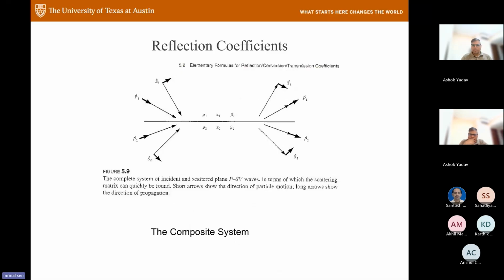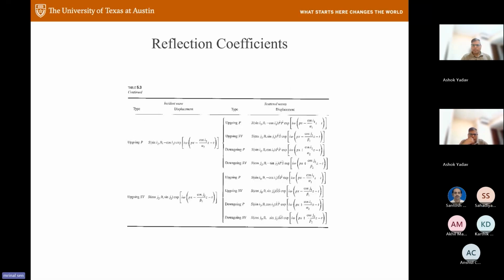So we have these elementary formulas for reflection and transmission coefficients. Again, I don't want you to look into details of this, or maybe you're not even able to read it on the screen, but all that I'm showing you is writing these displacements in terms of outgoing P, outgoing SV, and so on. And then we look at the scattered field, like upgoing P, upgoing SV, the same picture that I showed you. And here we're using these coefficients PP, PS, SP, and SS, which are unknown.